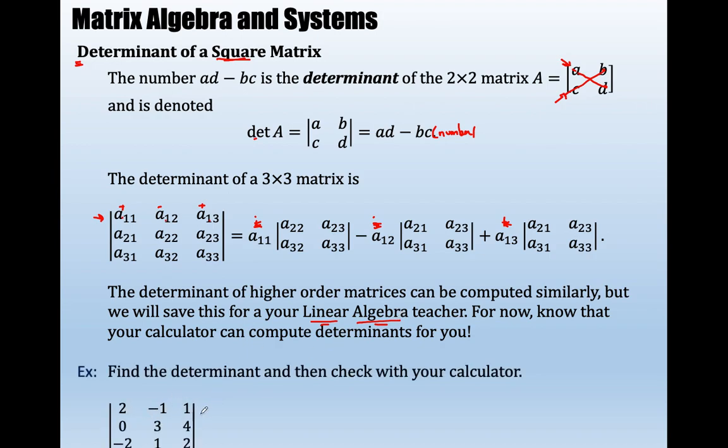So let's find this determinant. Notice that it's got the determinant notation here, and then we're going to make sure that you know how to check it on your calculator. So it is positive 2 times a mini determinant, negate a negative 1 times another mini determinant, and a positive 1 times another mini determinant, right? And so the first mini determinant is 6 minus 4. The next mini determinant is 0 minus negative 8. Check my math. And the last one is 0 minus negative 6. So that's 2 times 2 plus 1 times 14 plus 1 times 6. So what is that? 24?